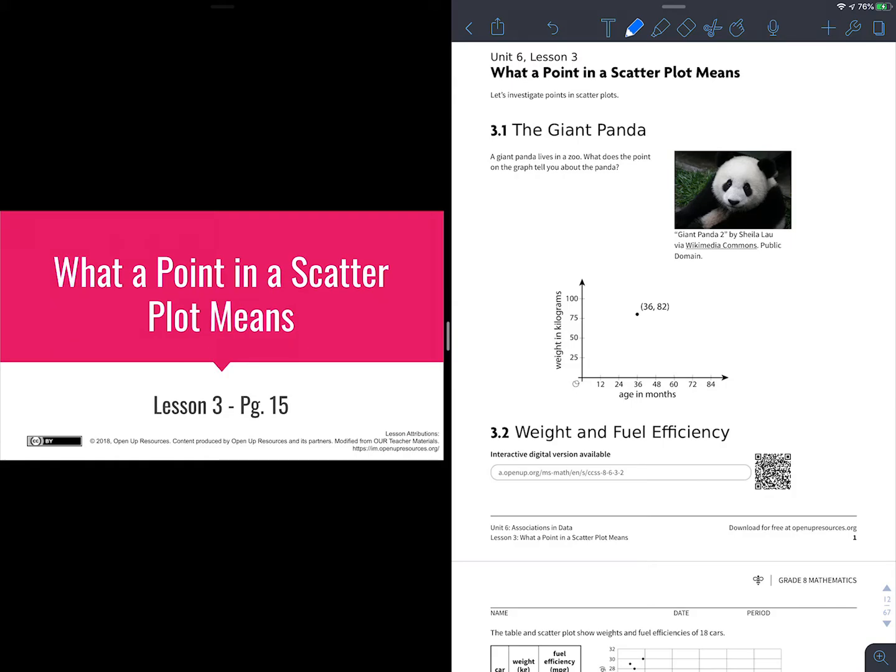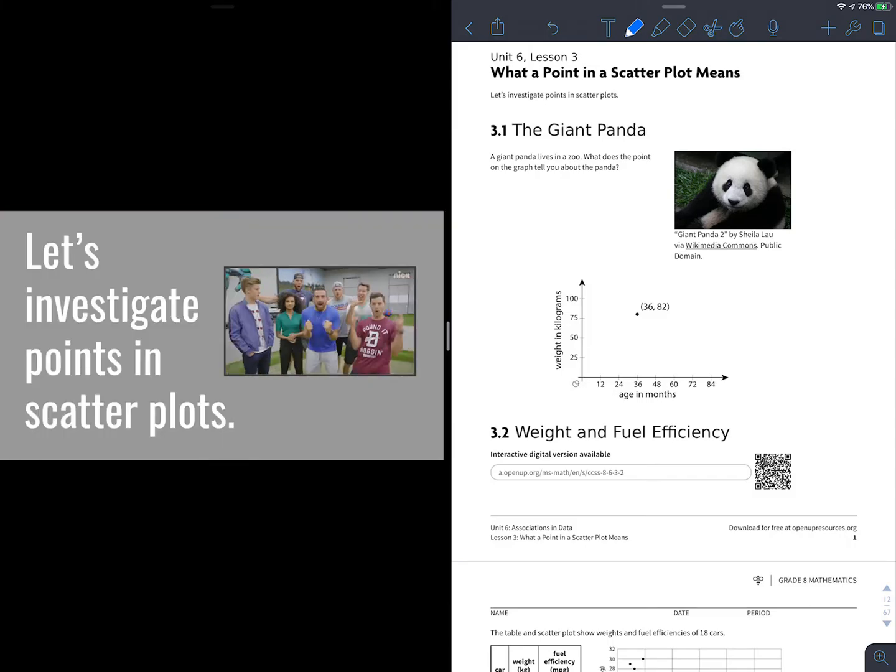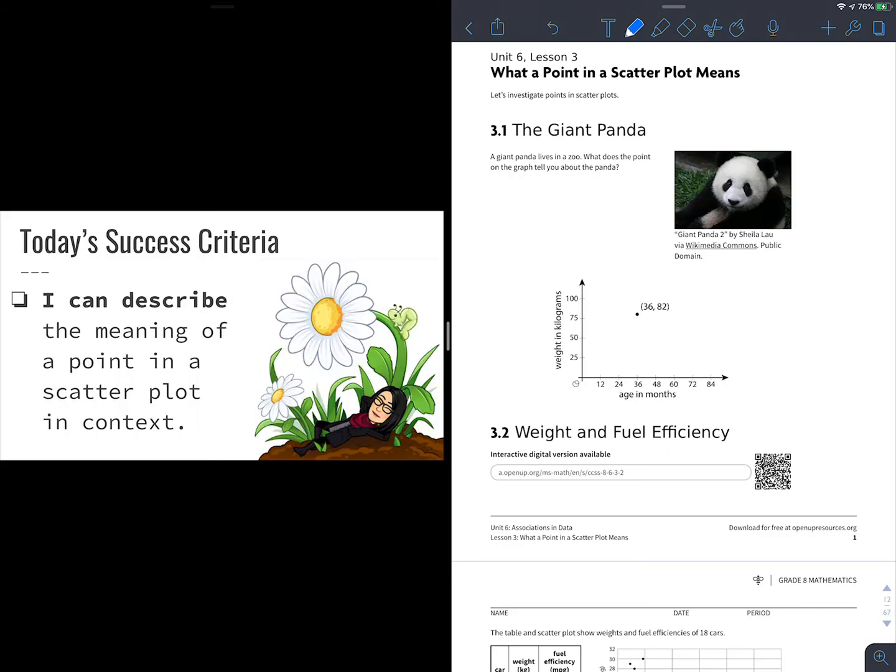Lesson 3 talks about what a point in a scatter plot means. We're going to be investigating points in a scatter plot. And the criteria is to describe the meaning of a point in a scatter plot in context.